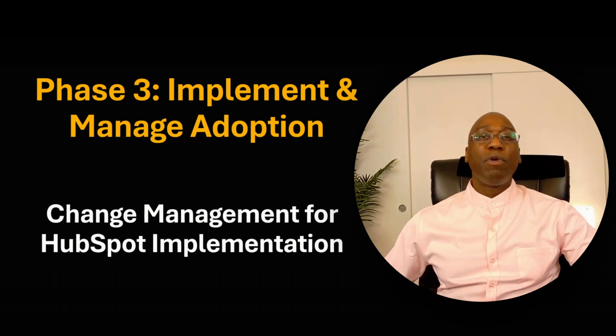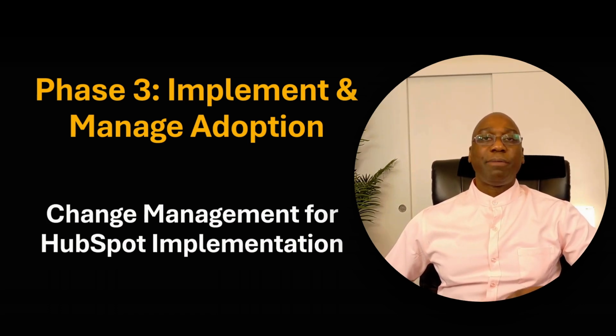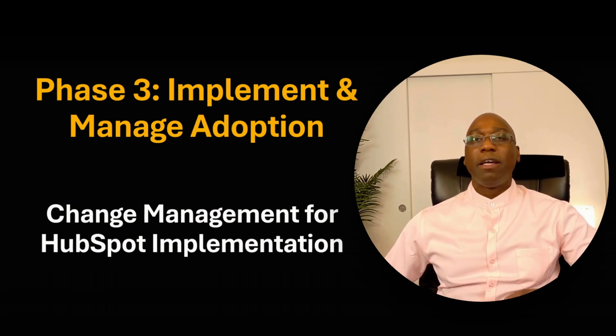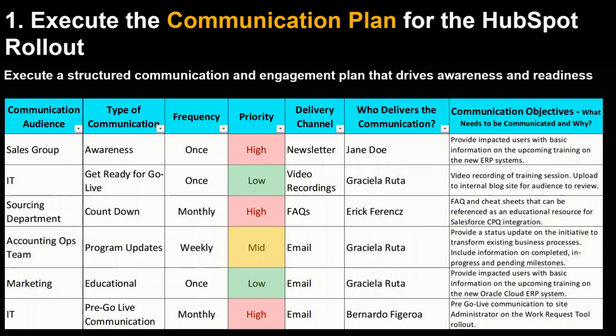All right, so now we move on to phase 3, which is the change management, implement, and manage adoption phase for the HubSpot rollout. This phase focuses on executing communication, engagement, training, and enablement to drive adoption. During this phase, you will deliver targeted communications through email, town halls, newsletters, videos, as well as the enablement website that we just discussed. Keep messages transparent and consistent. The goal is to make sure every audience gets the right information at the right time through the right channels to build excitement, readiness, and sustain adoption of HubSpot.